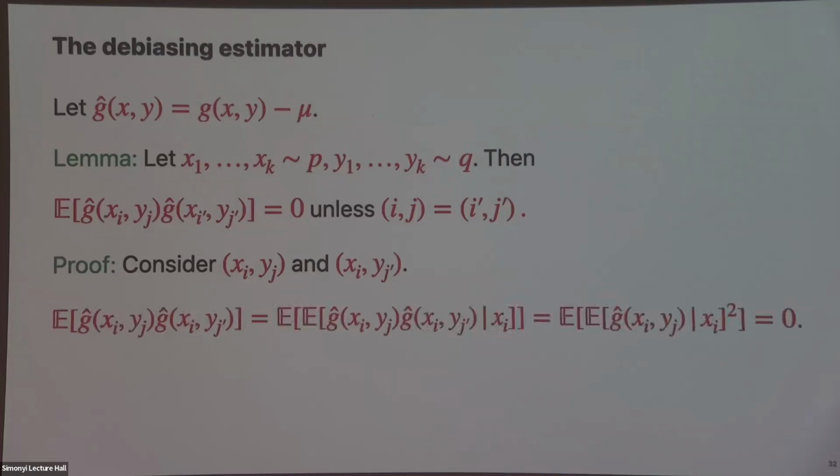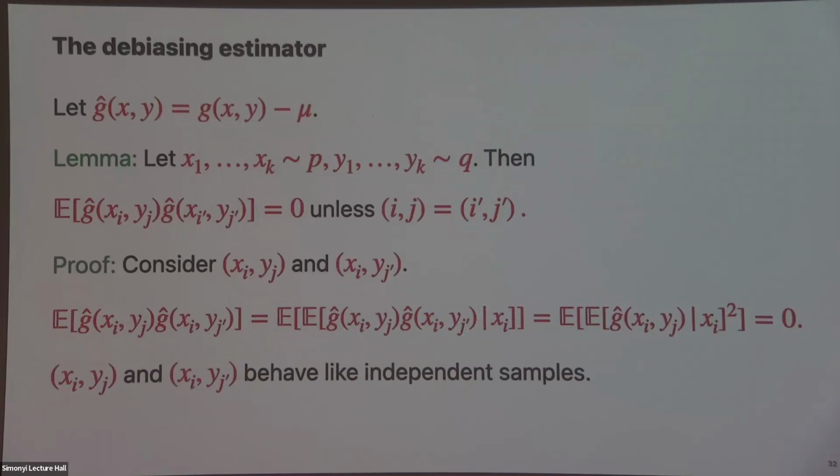But why does this work? Well, we have g hat of xi, yj times g hat of xi, yj prime. The dependence comes from xi. So let's condition on xi, right? So now if you condition on xi, you fix the row. Now what am I doing? I'm just sampling the same random variable twice and independently because I'm drawing j and j prime and these are independent. So the expectation of their product is the product of their expectations, and each of those expectations is 0 just because it's unbiased over the choice of y's, right? So xi yj and xi yj prime behave like independent samples.